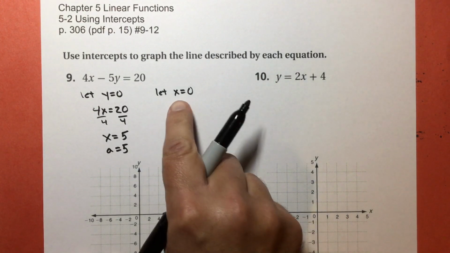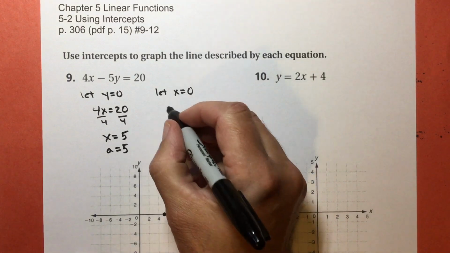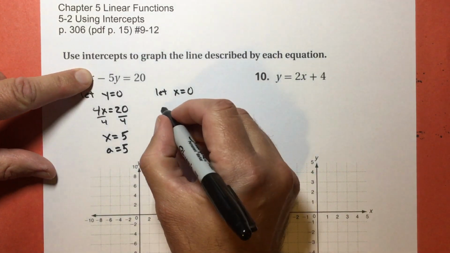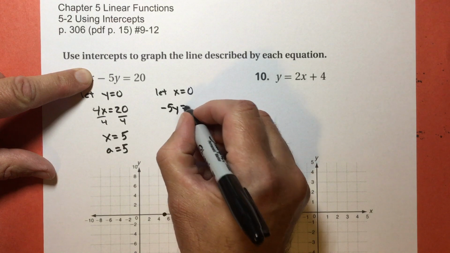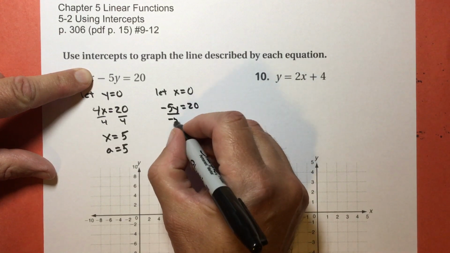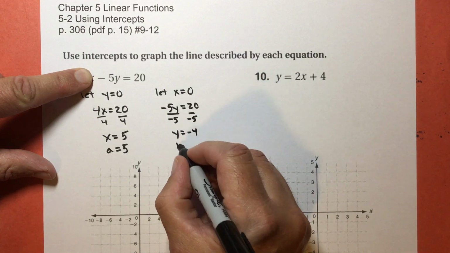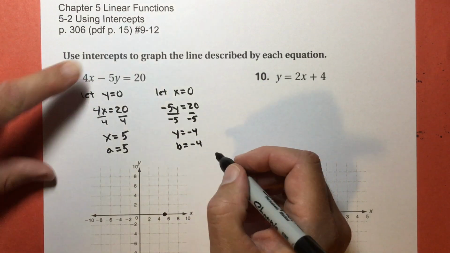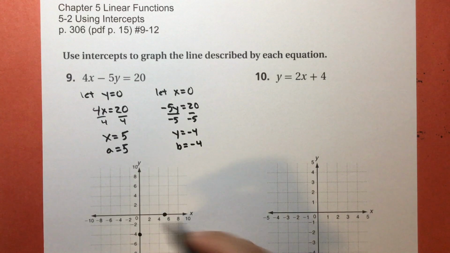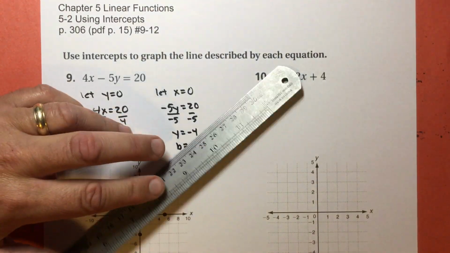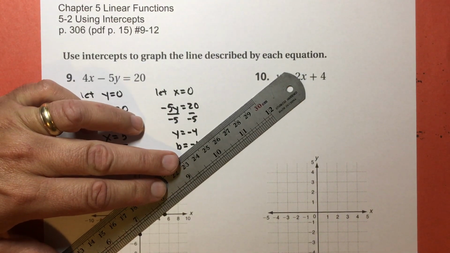To find the y-intercept, I let x equal 0, so this is going to go away, and I get negative 5y equals 20. Divide by negative 5, and I get y equals negative 4. So my y-intercept is negative 4, which is right here. And you're going to draw a line.